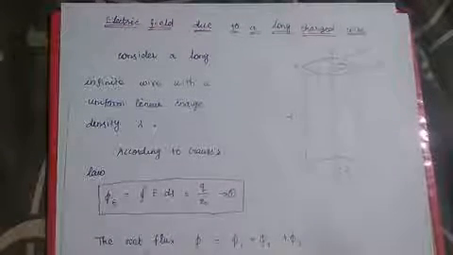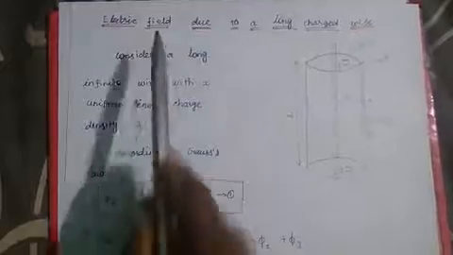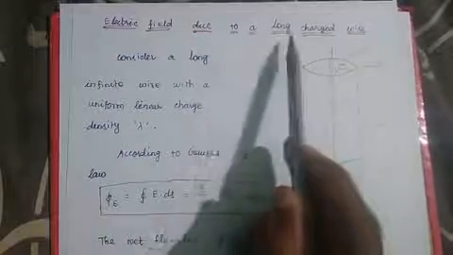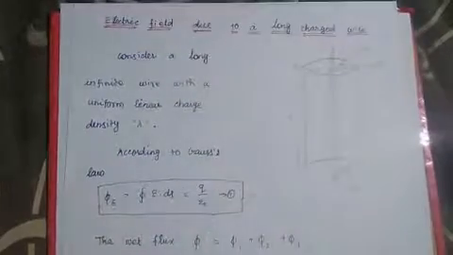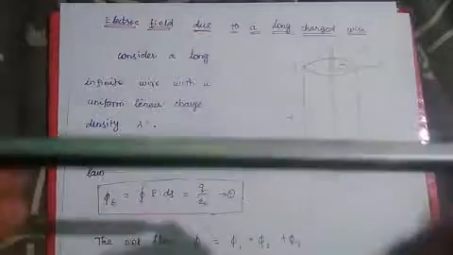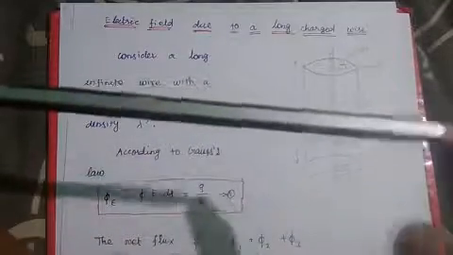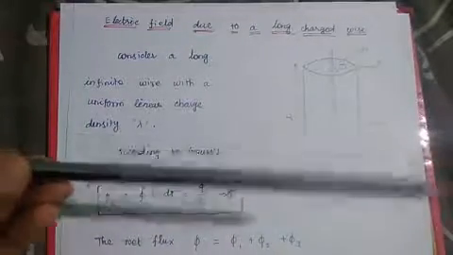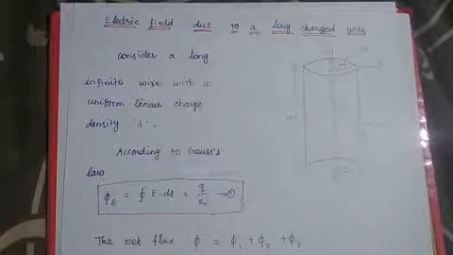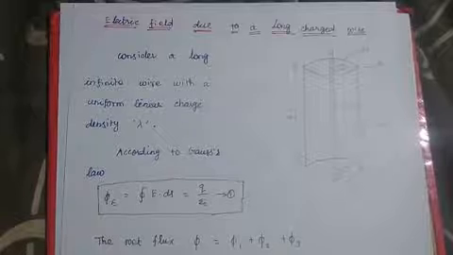So the first application of Gauss law is the electric field due to a long charged wire. Suppose I'm considering this is a charged wire. This pencil is a charged wire, which means it will also generate an electric field around it. So how can we calculate this? By using Gauss law we can calculate this.